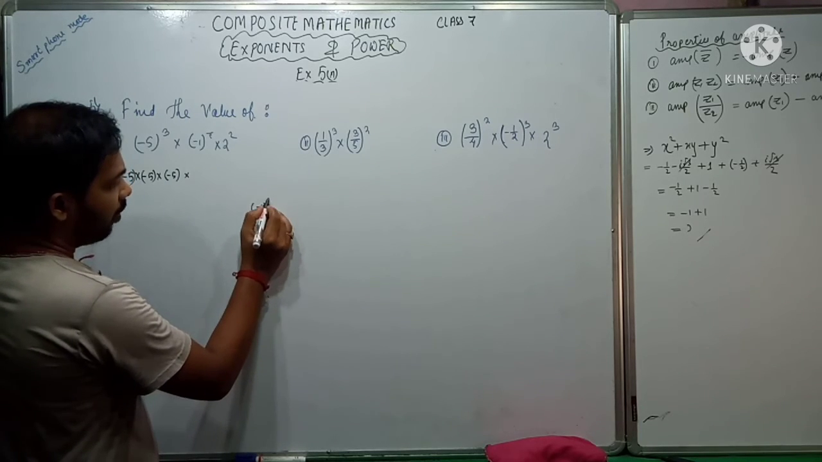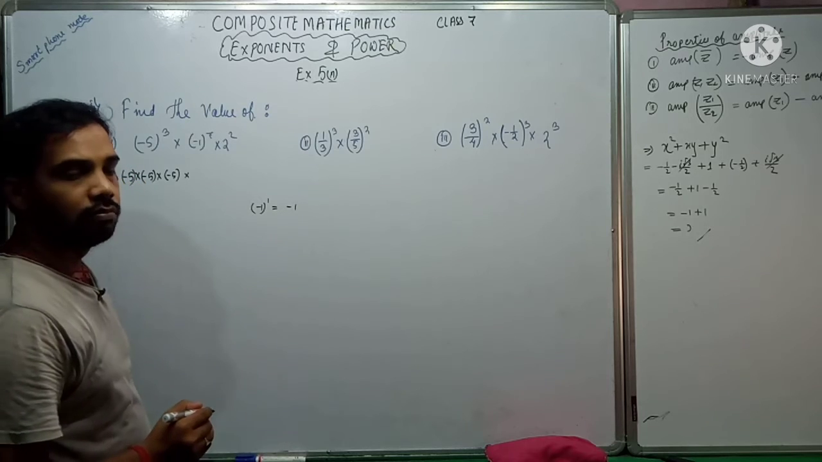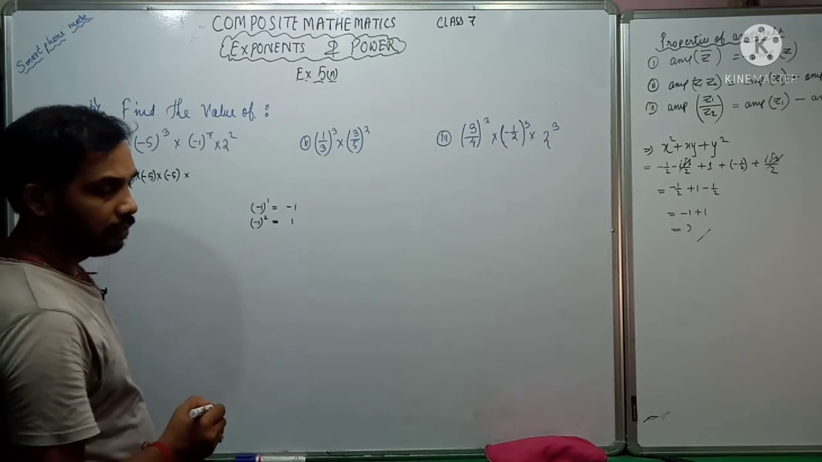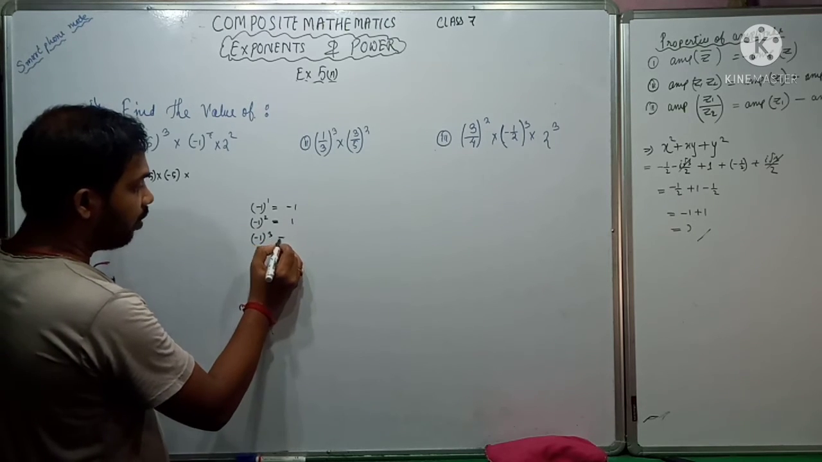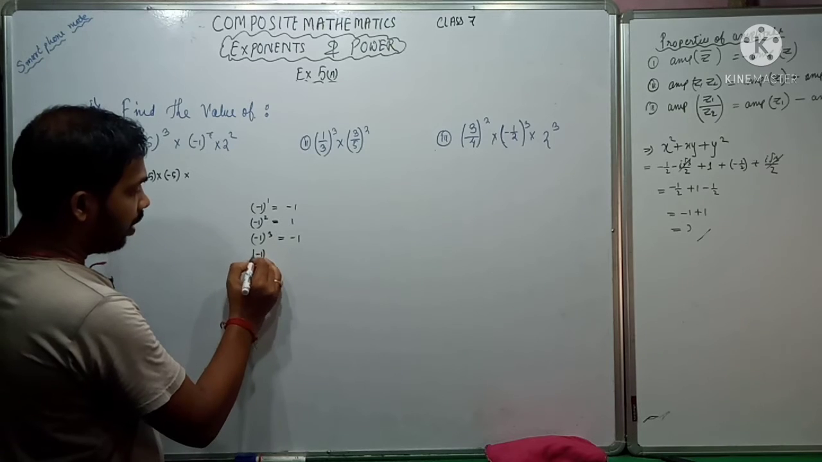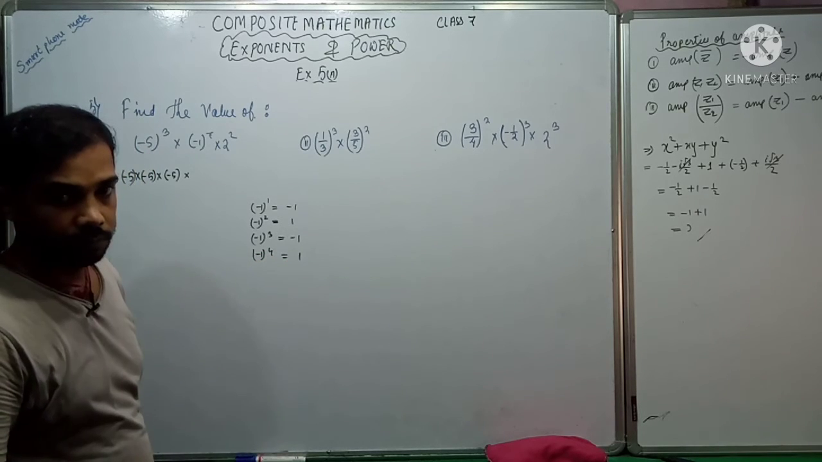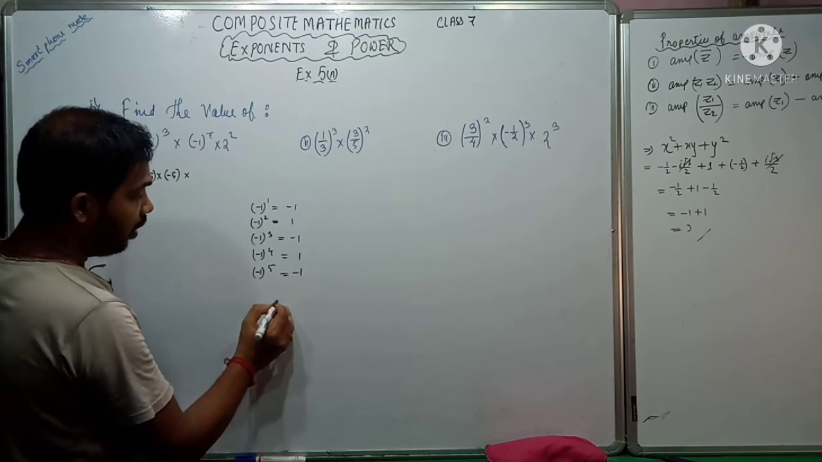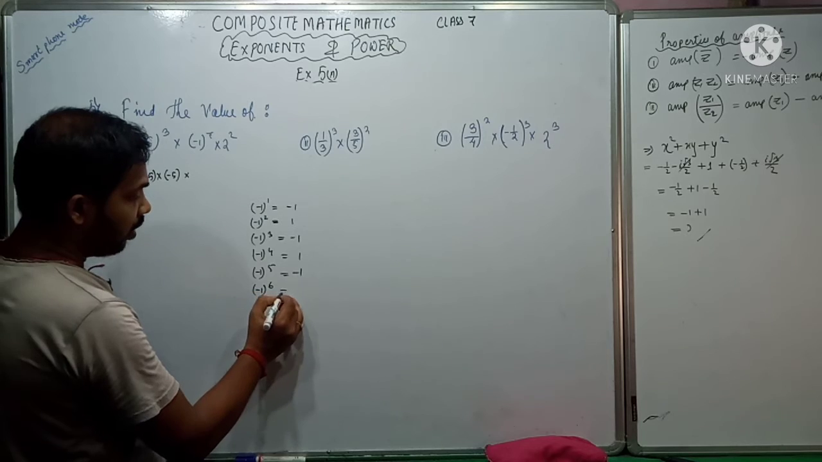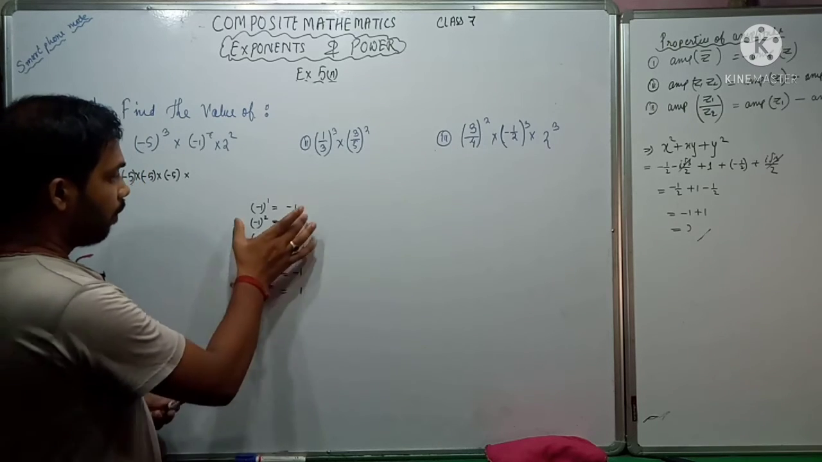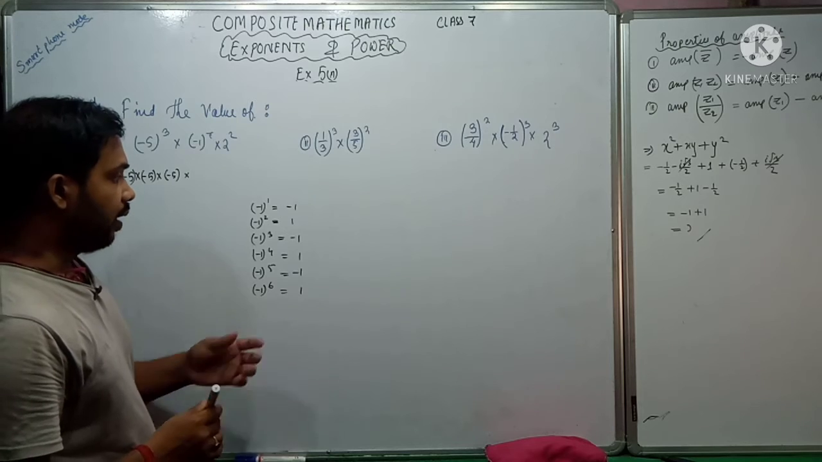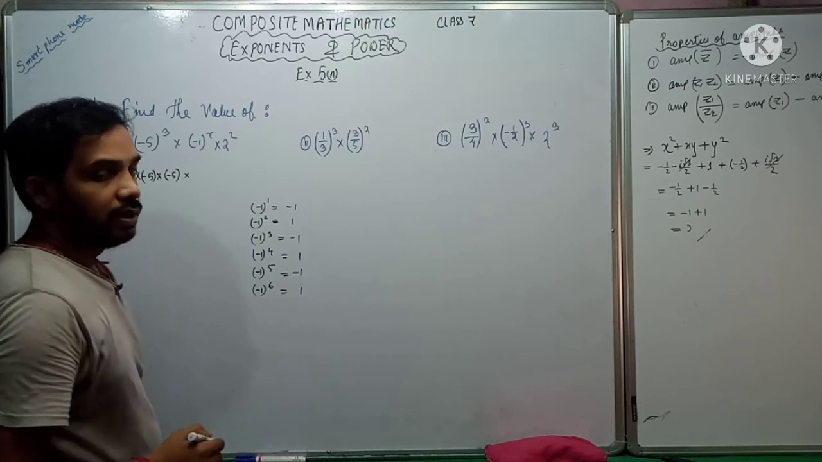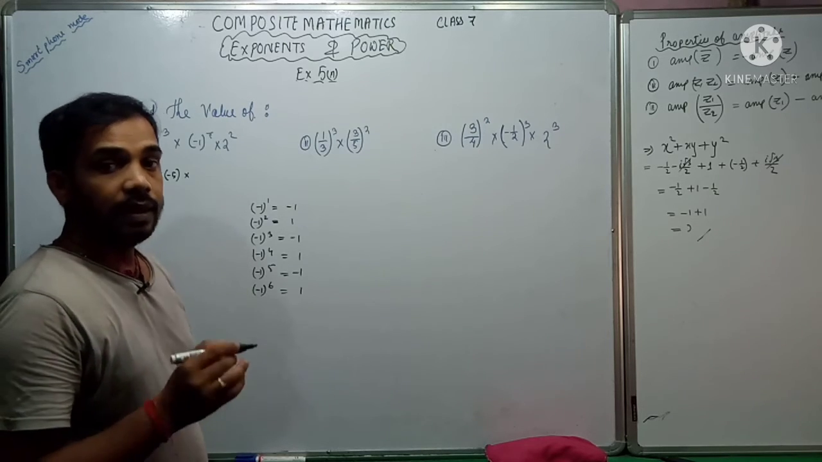That -1 when multiplied 1 time, you will get the answer -1. Okay, -1 when multiplied 2 times, you will get +1. When -1 is multiplied 3 times, you will get -1. When -1 is multiplied 4 times, you will get +1. Okay, -1 when multiplied 5 times, you will get -1, and -1 when multiplied 6 times, you will get +1. From here we can get an idea that whenever the power is an even number, we get a positive result, and when the power is an odd number, we get a negative result.